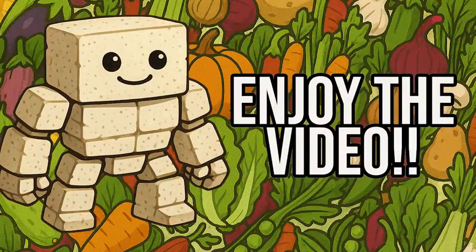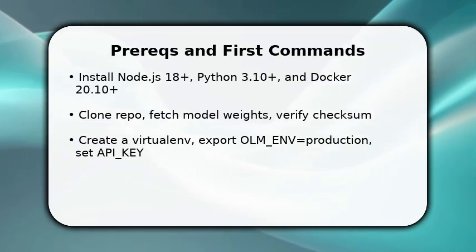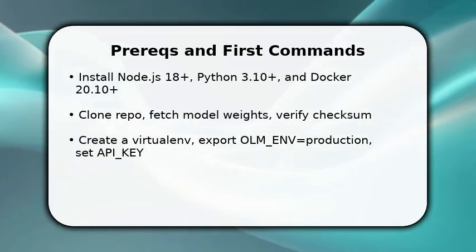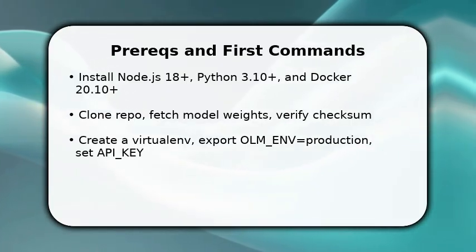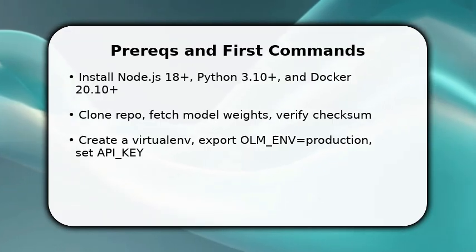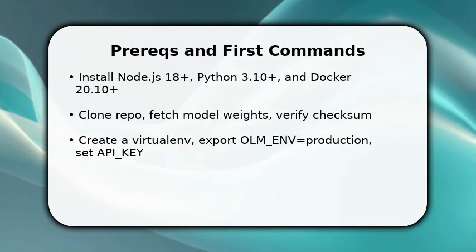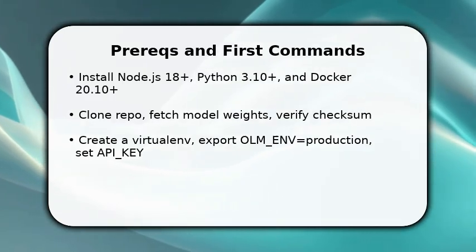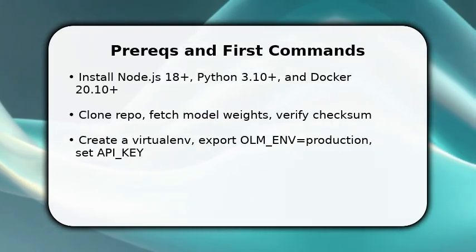Please enjoy the video. You start by confirming prerequisites and then run the first commands. This gets the environment deterministic. Install Node.js, Python, and Docker now, then clone the repository and fetch weights so files match expected checksums. Once done, create and activate a virtualenv and export OLM-env and API KEY so the runtime picks your credentials.